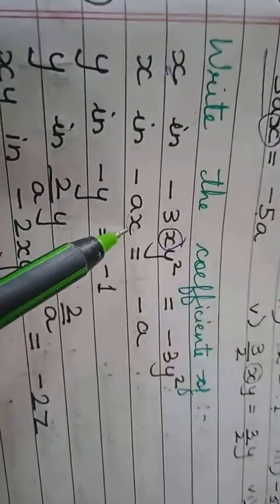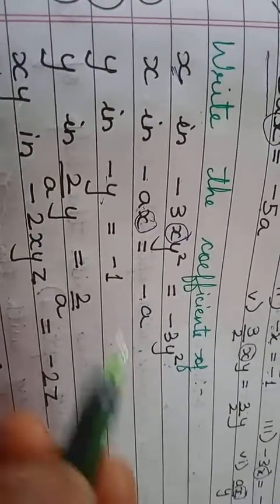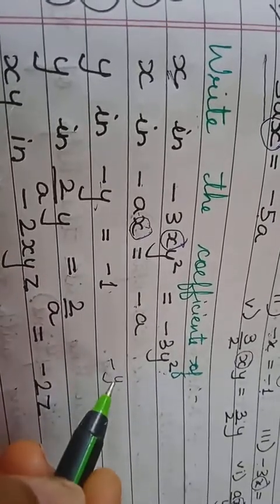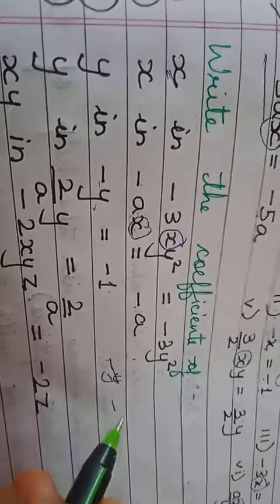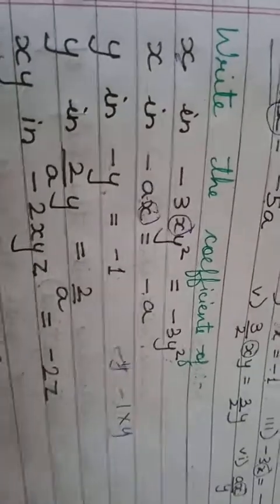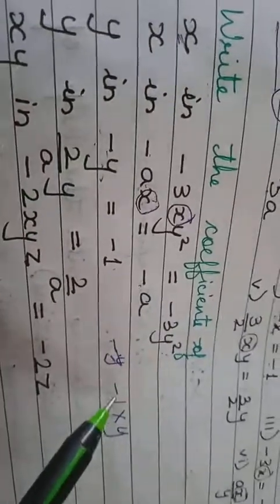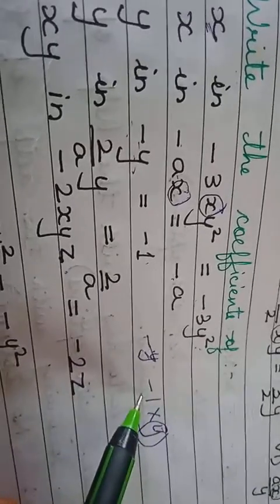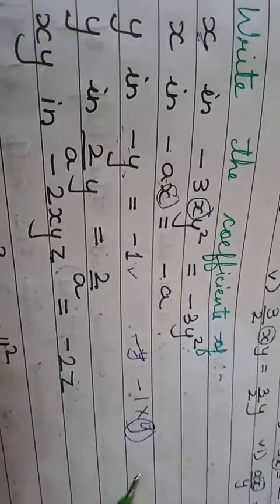x in minus ax, circle x. What things are left? Minus a. y in minus y, minus 1. The reason, you know, minus y can be written as minus 1 multiplied by y. So I will circle y and what I'll get? Minus 1. So the answer is minus 1.